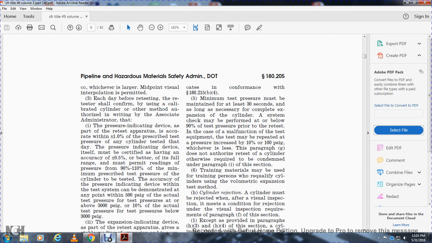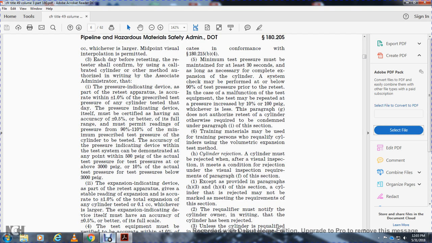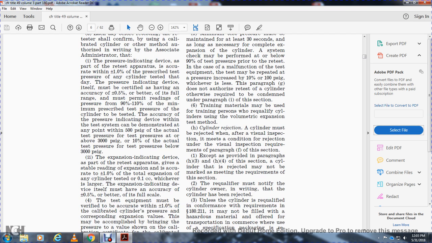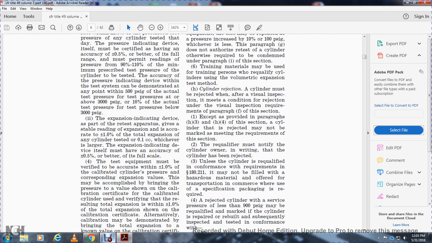Cylinder rejection. A cylinder must be rejected when, after visual inspection, it meets a condition for rejection under the visual inspection requirements of paragraph F of this section, except as provided in paragraphs H3 and H4 of this section. A rejected cylinder may not be marked as meeting the requirements of this section. The requalifier must notify the cylinder owner in writing that the cylinder has been rejected. Unless the cylinder is requalified in conformance with the requirements of 180.211, it may not be filled with hazardous material offered for transportation in commerce with the specific packaging required.